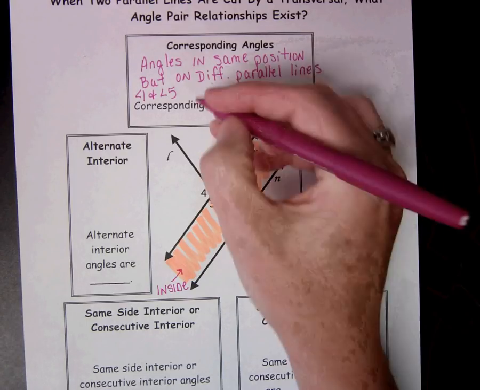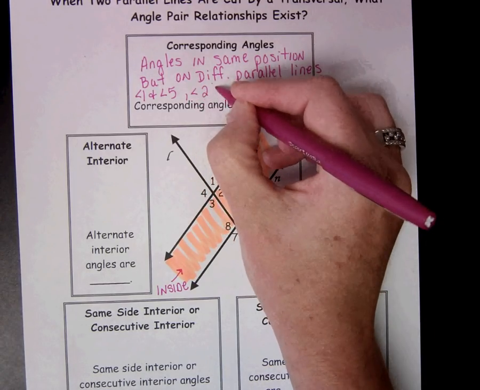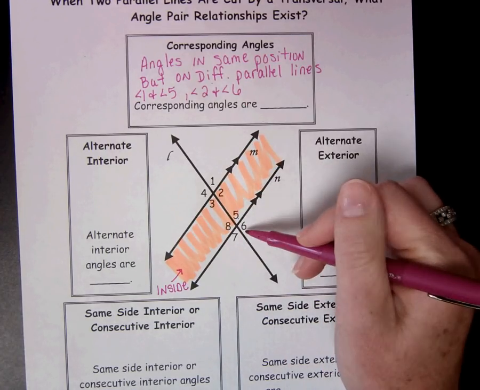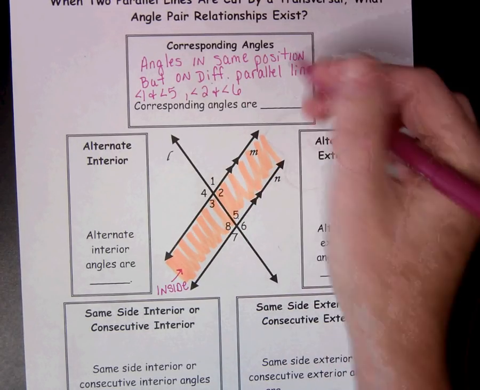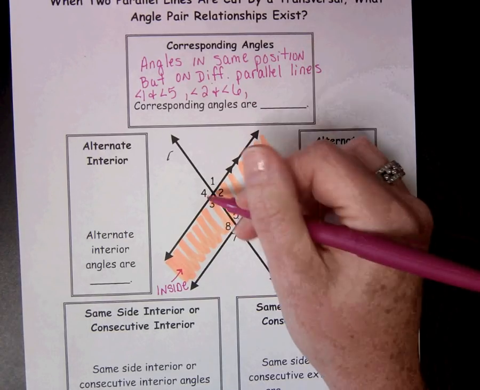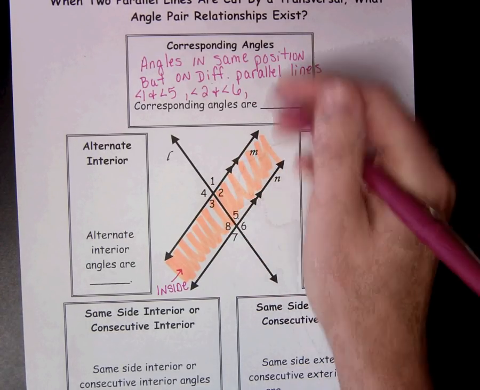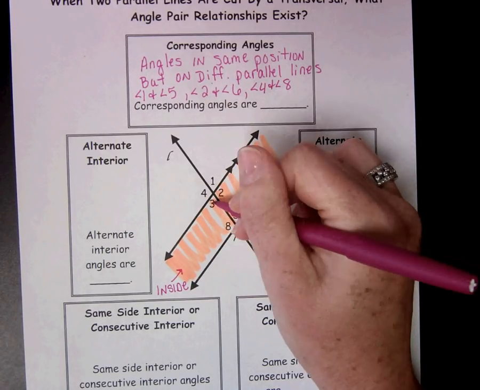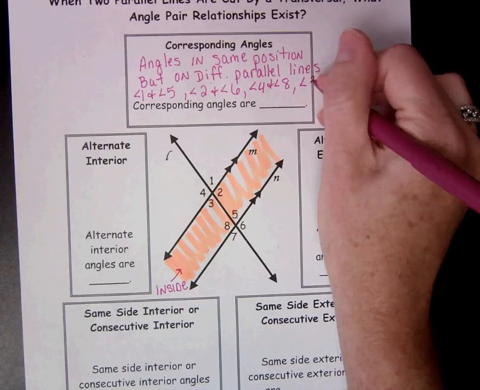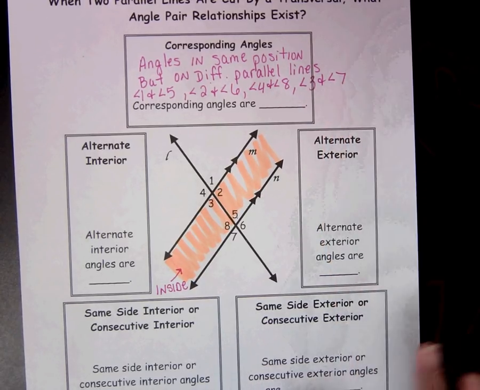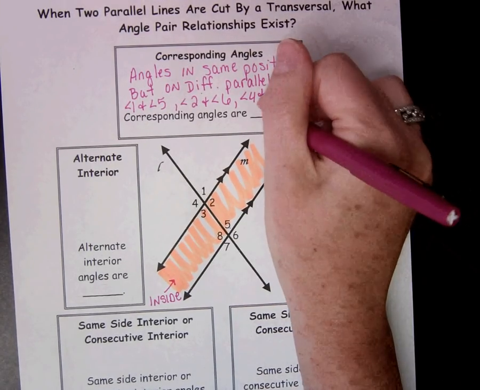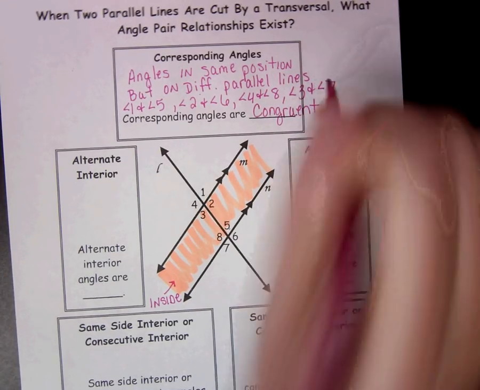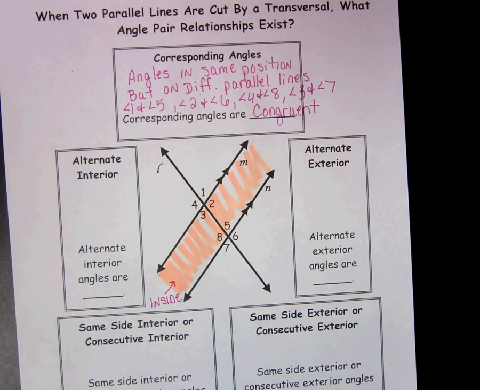So that's one example. Angles 2 and angle 6. So see how they're both below their parallel line? So those are examples of corresponding angles. We have angle 4 and angle 8. They're both on top. And then we have angle 3 and angle 7. And what's really important to know about corresponding angles is that they are congruent. Congruent means equal, that they're the same thing. Okay?